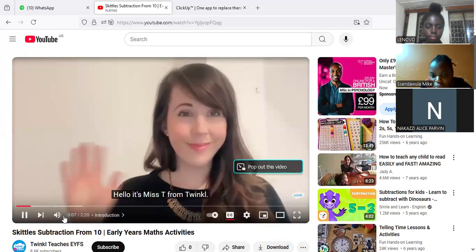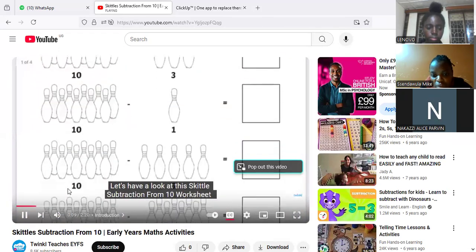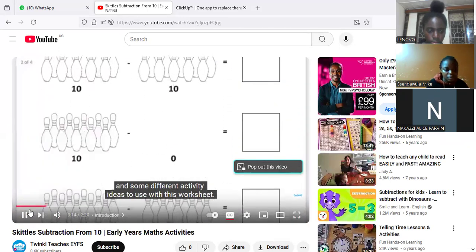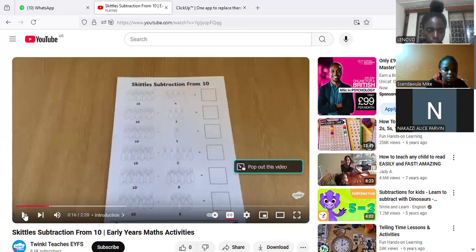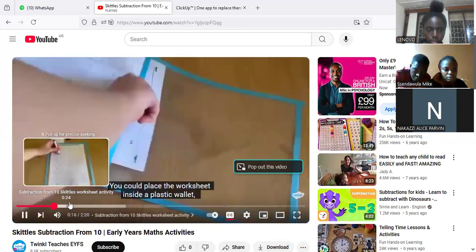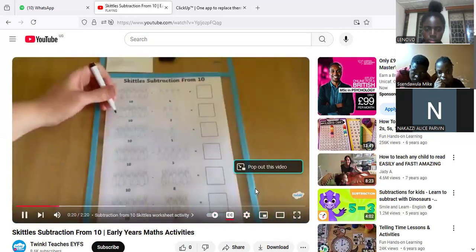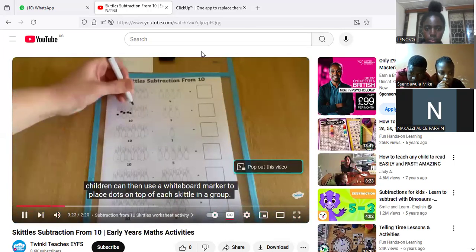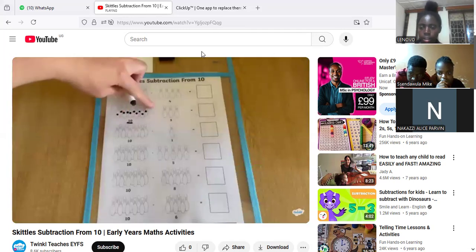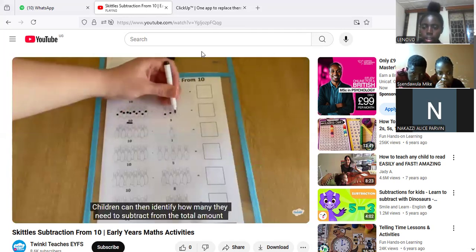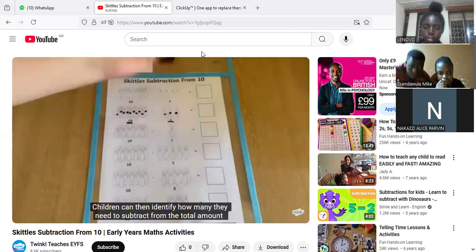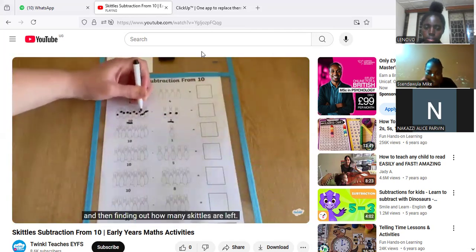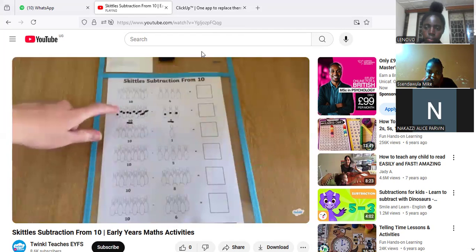Hello, it's Miss T from Twinkle. Let's have a look at this Skittles subtraction from 10 worksheet and some of the ideas to use with this worksheet. You can place the worksheet inside a plastic wallet. Children can then use a whiteboard marker to place dots on top of each Skittle in a group. Children can then identify how many they need to subtract from the total amount by crossing out the correct amount of Skittles and then finding out how many Skittles are left.